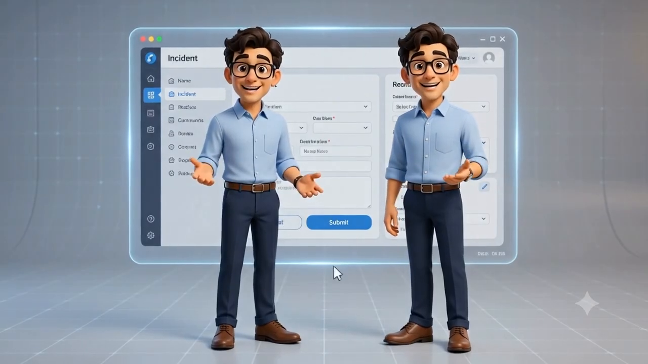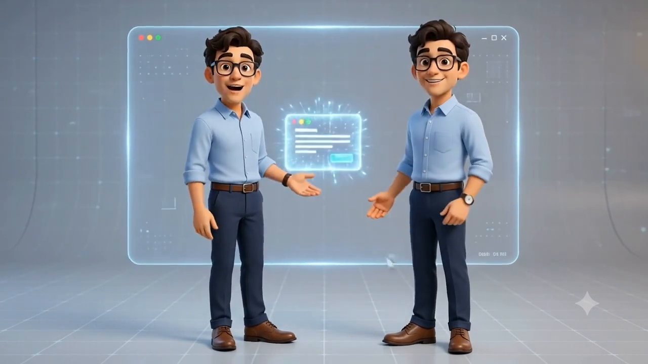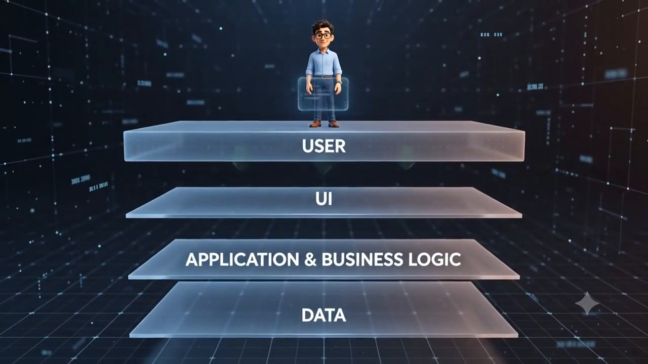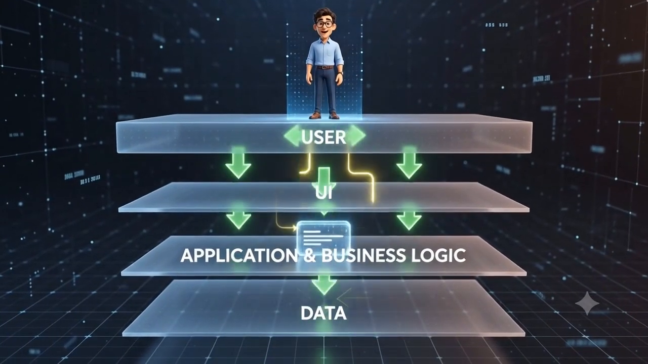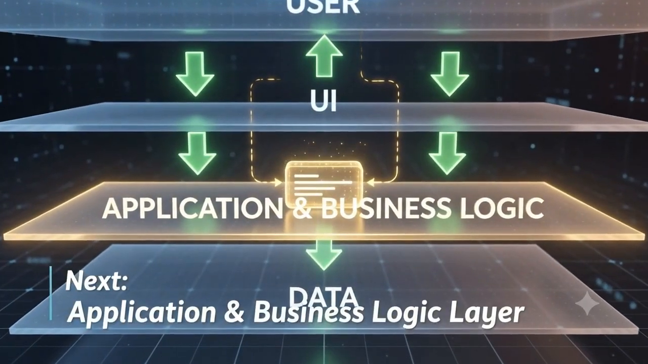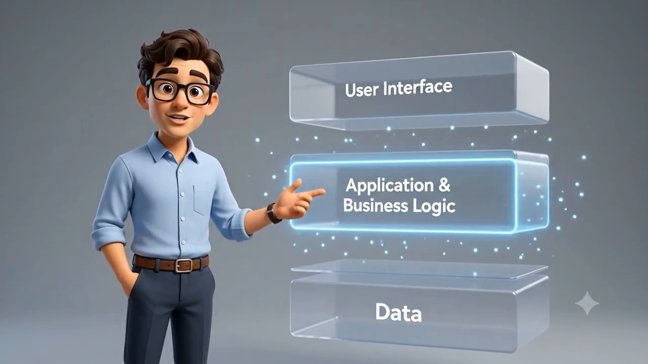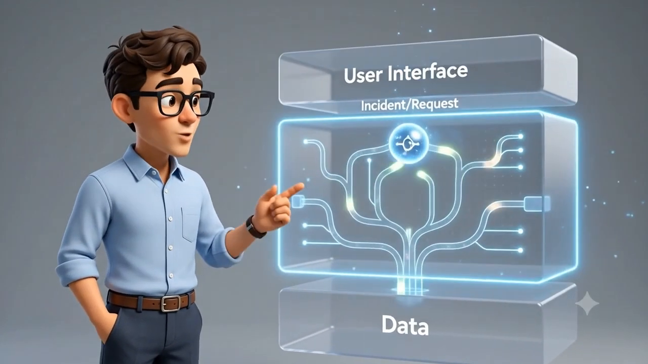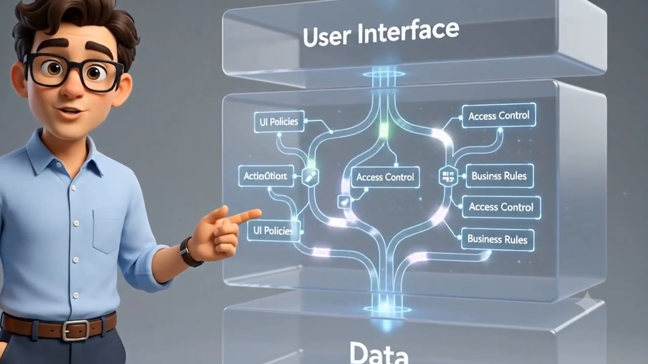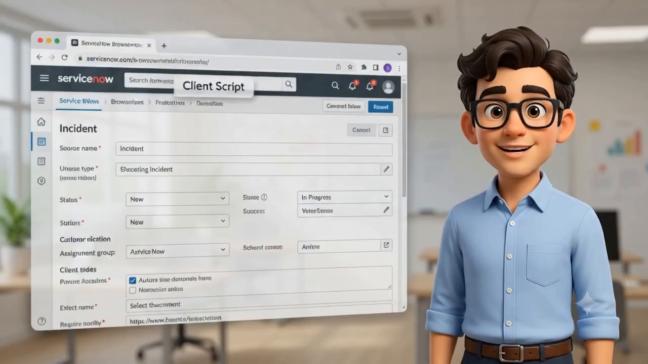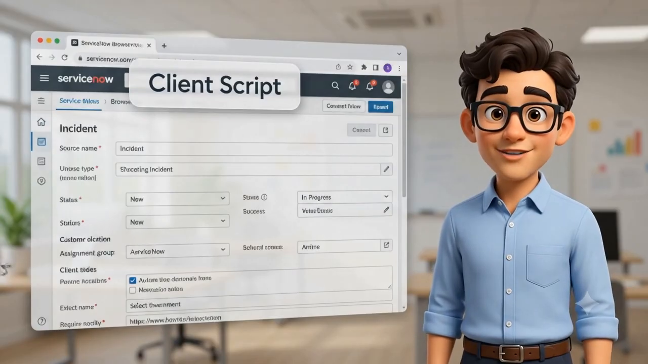But that's only the beginning. That information now travels to the application and data layers behind the interface. This brings us to one of the most important parts of ServiceNow, the application and business logic layer. This is where ServiceNow decides what should happen when users interact with the platform. Several ServiceNow features work together here.